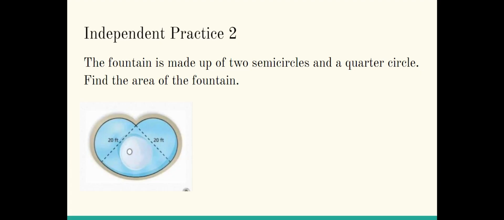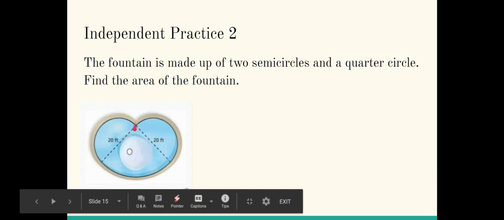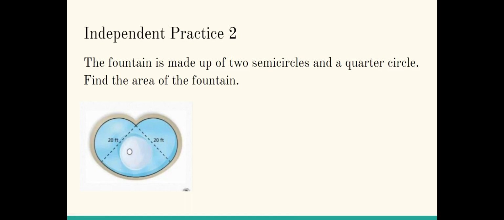All right, independent practice number 2. This fountain right here is made up of 2 semicircles and 1 quarter circle. We need to find the area of this entire fountain. Pause this video. Try to solve this on your own. After you're done, you're going to compare your answer to mine. Go. All right. Let's see what you got.